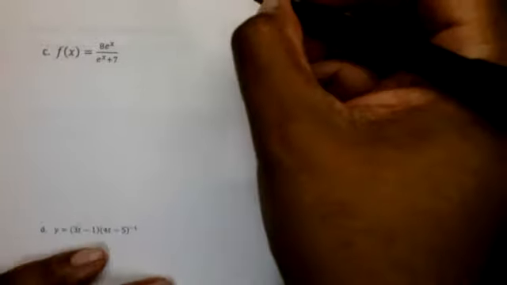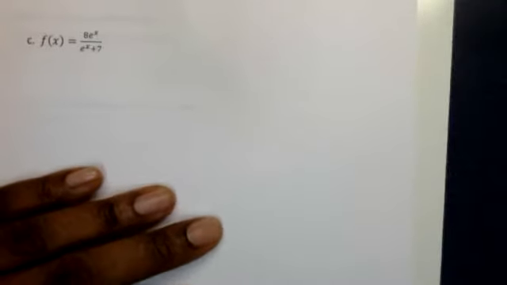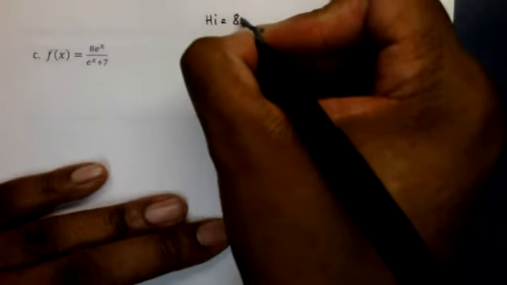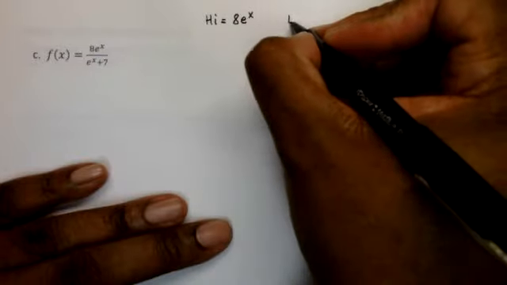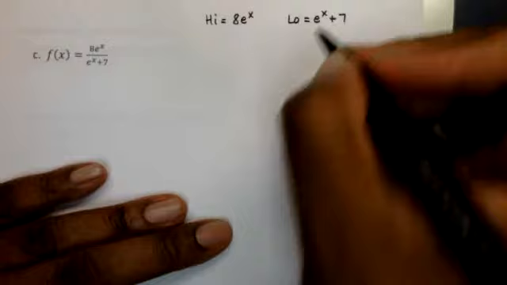All right, here's another example. F of x equals 8e to the x divided by e to the x plus 7. So let's go ahead and identify the high and the low. In this case, the high would be my numerator, 8e to the x. The low would be the denominator, e to the x plus 7.